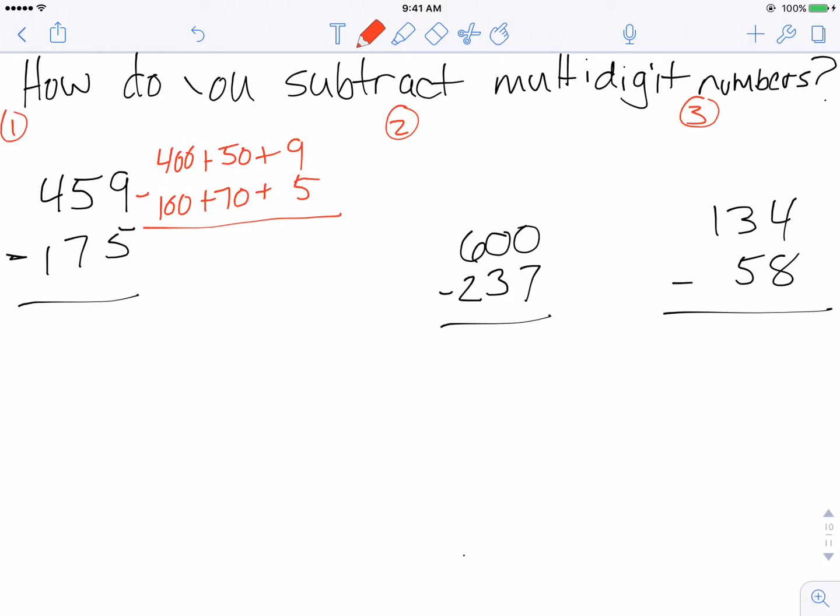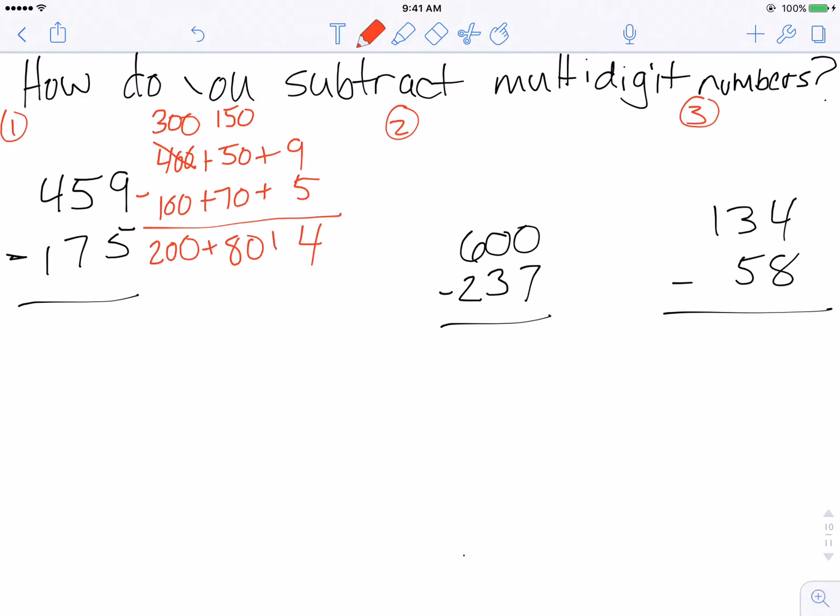So I'll start with the ones place, and that's 9 minus 5, which is 4. And then I look at my tens, and I have 50 minus 70, which I cannot do. So I'm going to go over and borrow 100, and that makes this 300. I'm going to bring my 100 over here and add it to my 50, so now I have 150. And so 150 minus 70 is 80, and 300 minus 100 is 200.